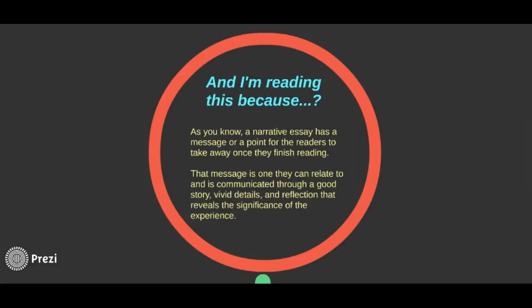Who cares? Getting your first car may have been really exciting for you, but is there anything of value in that story for the reader? If you can't answer those questions, then you should not write your narrative essay about that topic. Make sure that your readers can walk away with something of value that they can apply to their own lives.